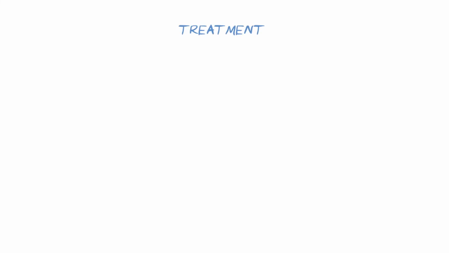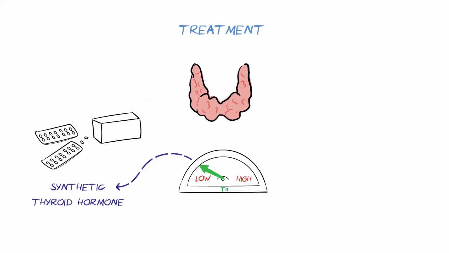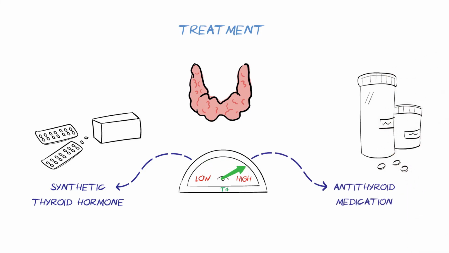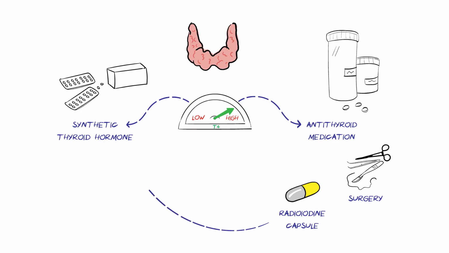So how are thyroid disorders treated? The main aim of treatment is to ensure the right levels of thyroid hormones in the blood. If levels are too low, then synthetic thyroid hormone medication can be taken as a replacement. If levels are too high, anti-thyroid medication can be taken to dampen down the overactivity of the thyroid gland. Apart from medication, treatment for an overactive thyroid can also include taking a radioiodine capsule, which targets thyroid tissue, or surgery to remove some or all of the thyroid gland, which may also be recommended for a goiter or for nodules. Replacement medication may be needed after these treatments.